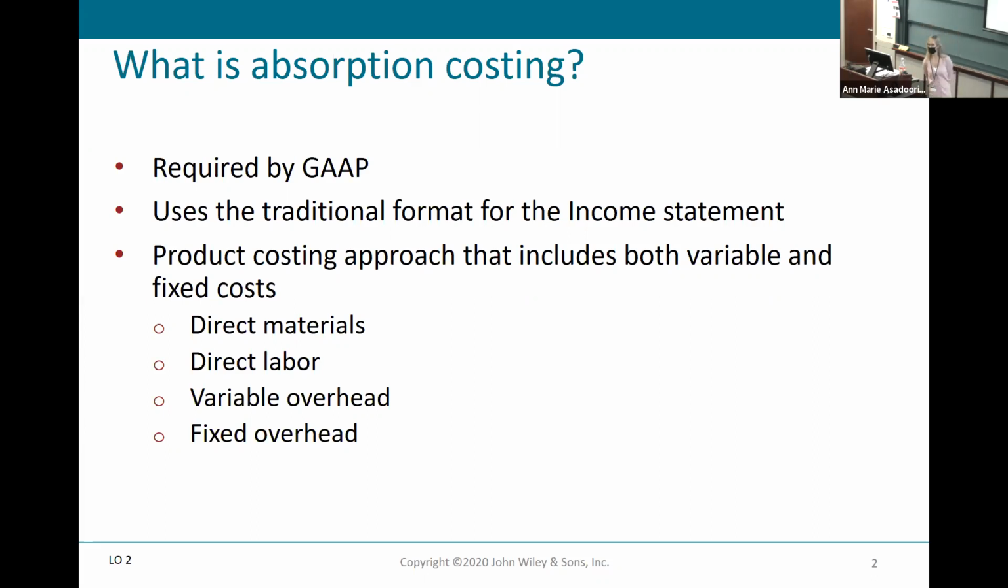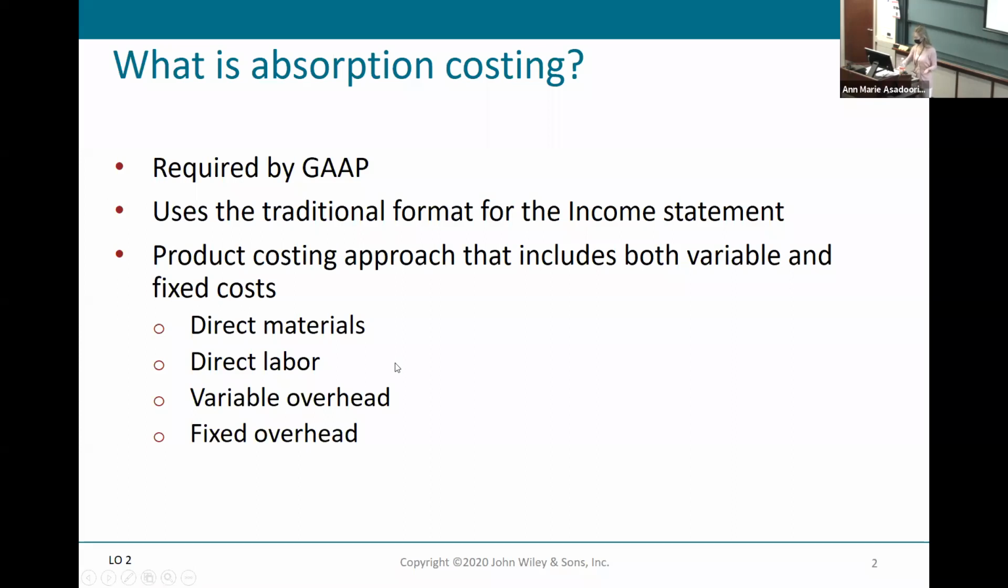So what we know about GAAP is that inventory is valued at the cost of making it, and it includes every single cost in your factory, which is direct material, direct labor, and manufacturing overhead, right? No distinction between these two. Every cost in your factory is tied to inventory. All right, so this is what we know. This is what we did in chapter 4.